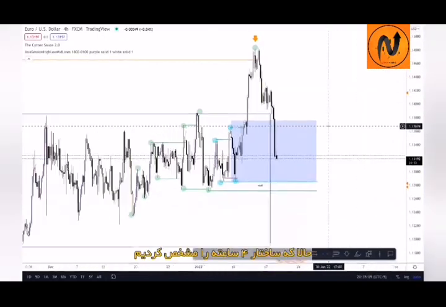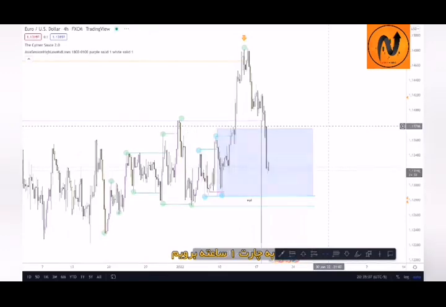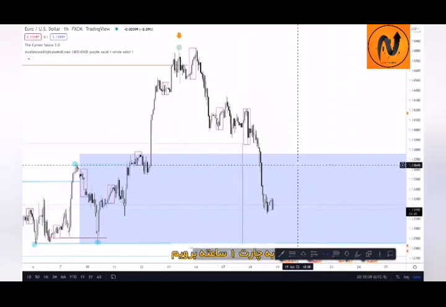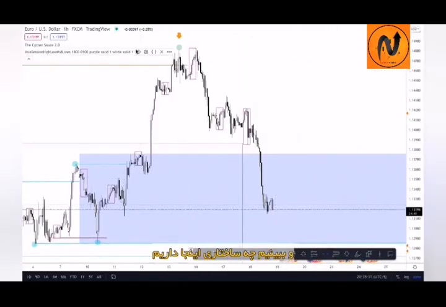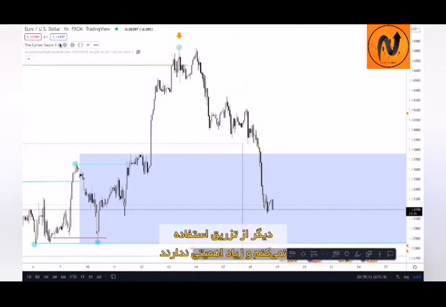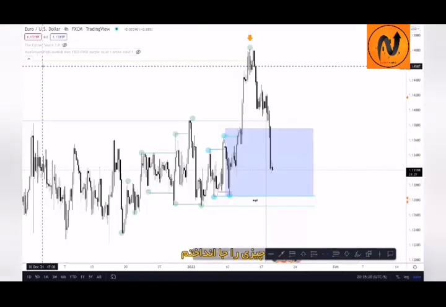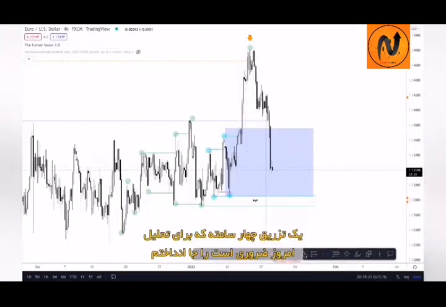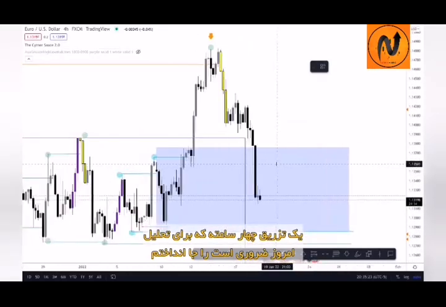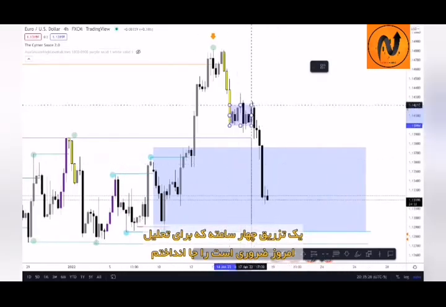Now that we have the 4-hour marked up, let's move our way into the 1-hour. Let's see what type of structure is going on here. I don't really want to use my injections anymore. They aren't really that important. I did miss something. I missed one 4-hour injection that was actually crucial to today's analysis.